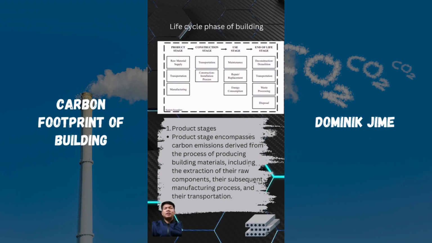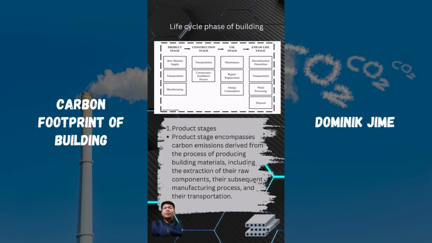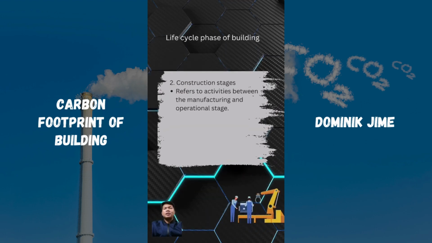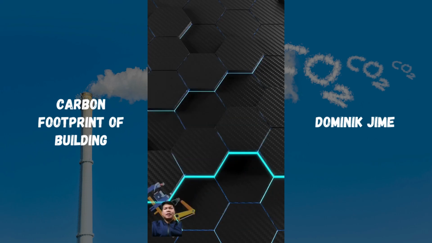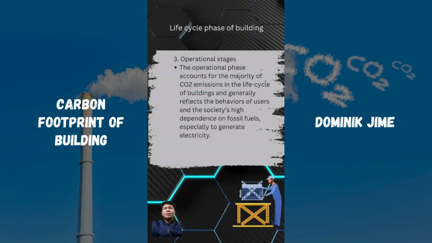First one is the product stage. The product stage encompasses carbon emissions derived from the process of producing building materials, including the extraction of their raw components, their subsequent manufacturing process, and their transportation. Second one is the construction stage. The construction stage refers to activities between the manufacturing and operational stage. Third one is the operational stage.